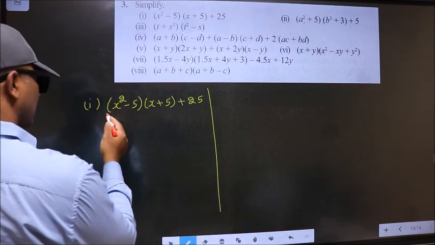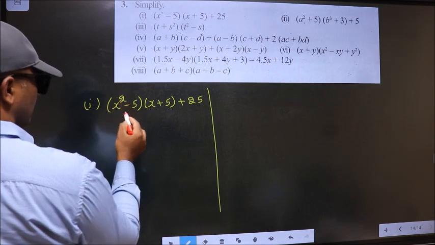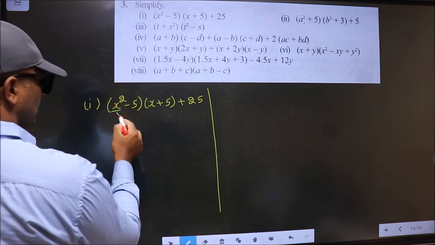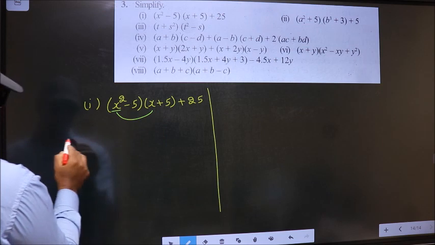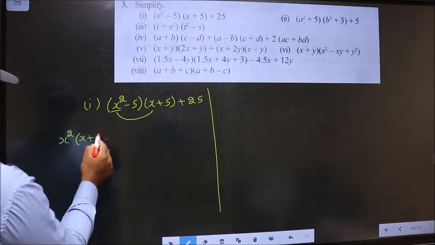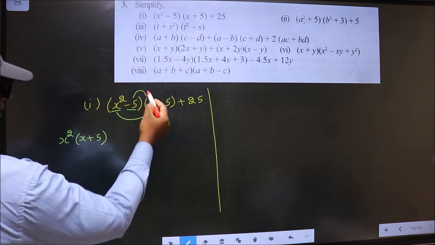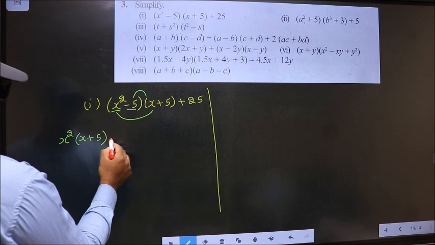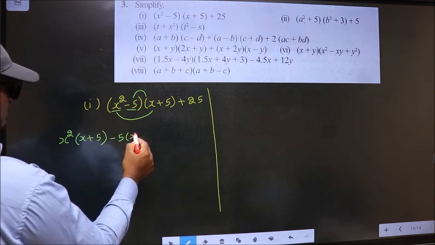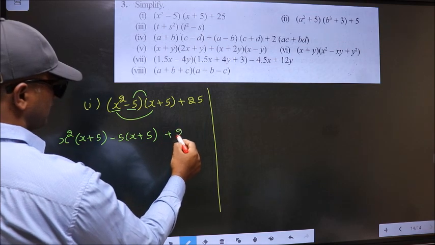Now, to simplify this expression, first with this term we should multiply this bracket, that is x square times x plus 5. In the same way with minus 5 we should multiply this bracket, that is minus 5 into x plus 5, plus 25 as it is.